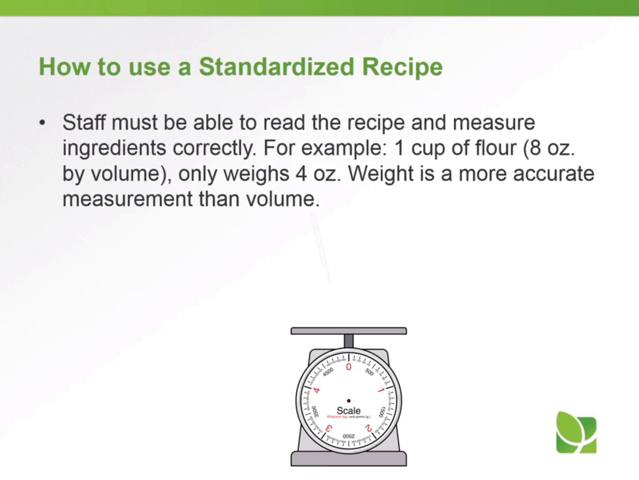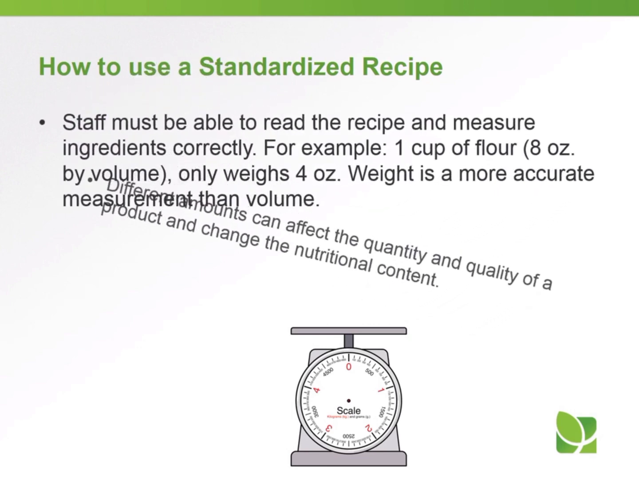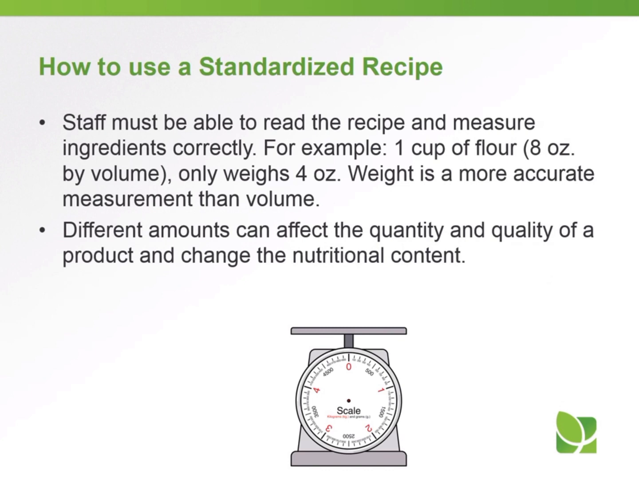So your staff has to be able to read the recipe and measure the ingredients correctly. For example, 1 cup of flour is 8 ounces by volume, but it only weighs 4 ounces. And weight is a more accurate measurement than volume. Different amounts can affect the quantity and quality of the product and change that nutritional content. So we really want to stress following the recipe correctly.